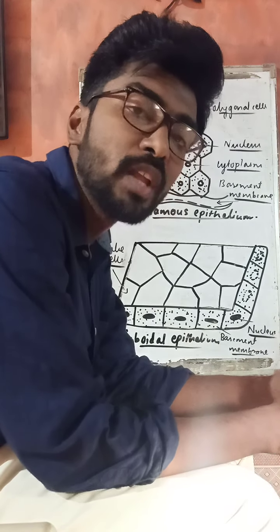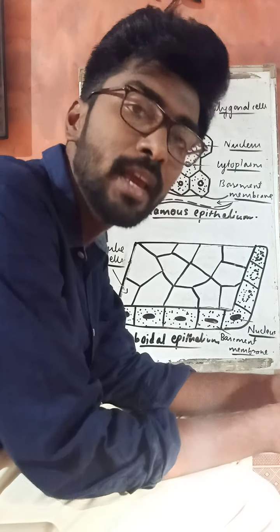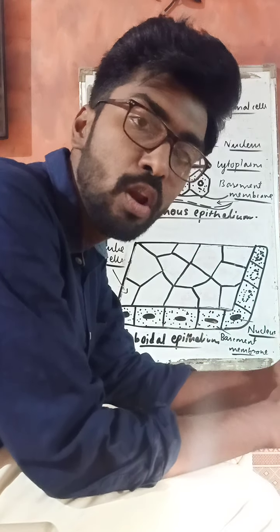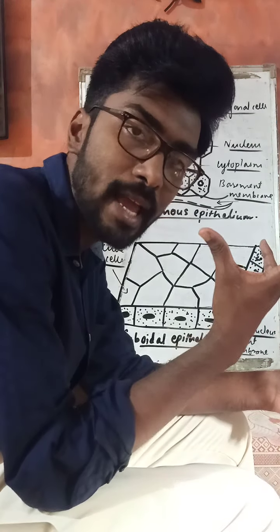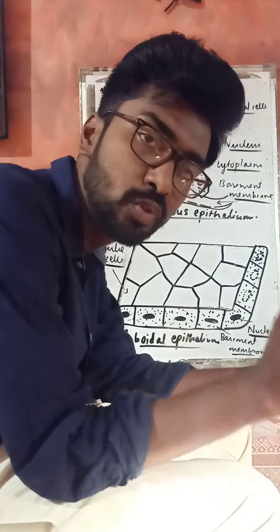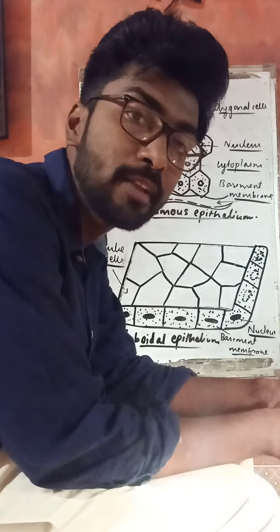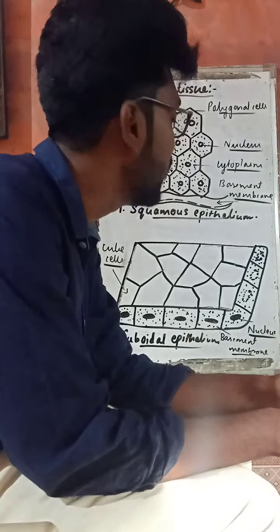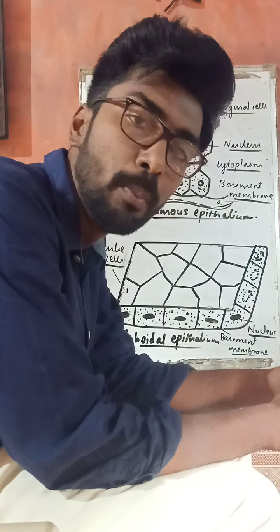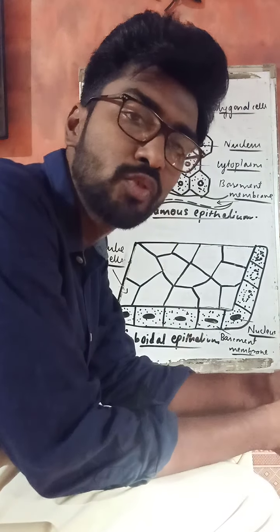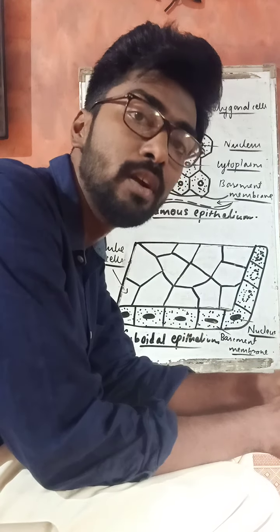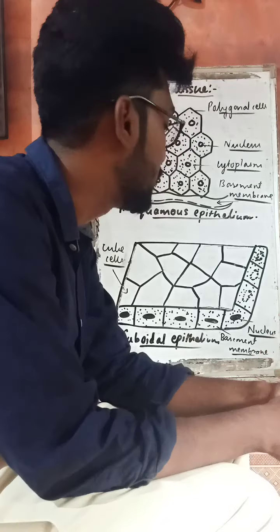It forms the inner lining of the alveoli sac, inner lining of the Bowman's capsule, heart, lungs, blood vessel, etc. Alveoli sac, जहां पे exchange of gases होता है, उसके inner lining में, correct. Next, it is also found where? It is also found in the inner lining of the Bowman's capsule. What is Bowman's capsule? It is a cup-shaped structure present in the nephron, जहां पे filtration of the blood होता है, वहां पे present रहता है.